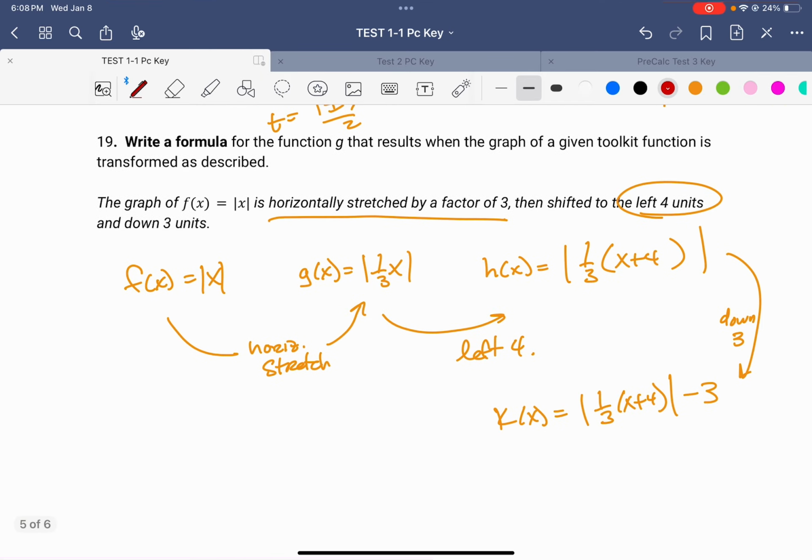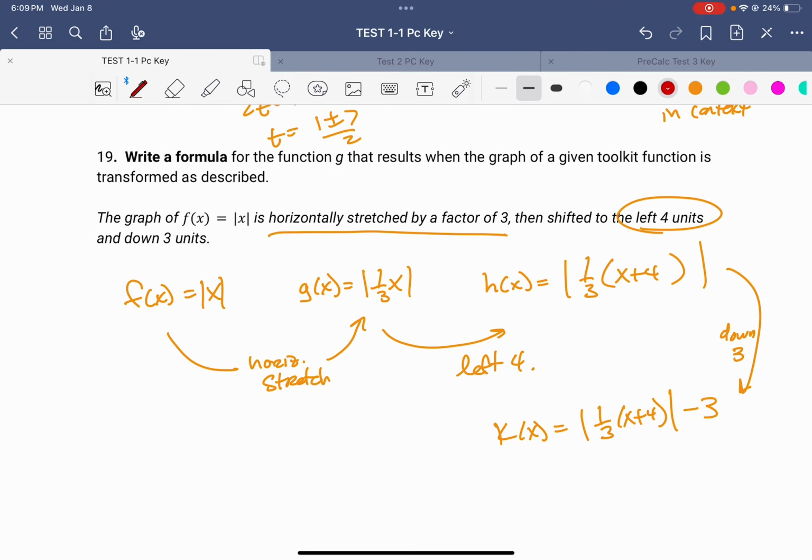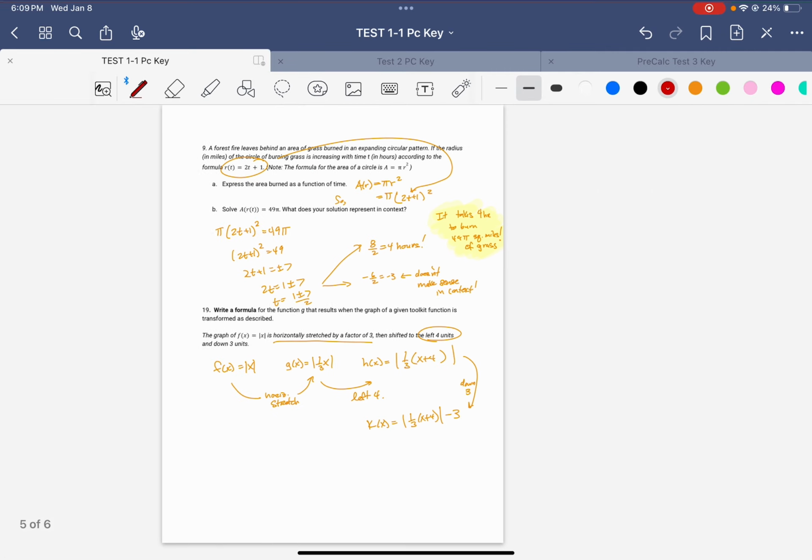Okay. Then we look at 19, and it says, write a formula for this. Notice we need to think about order. So first, they want us to horizontally stretch by a factor of 3. That means we do the opposite on the inside of what we would think. So instead of multiplying by 3, we multiply by 1/3. Then the next thing they want to do is shift left. So that replaces our x with x plus 4. It does the opposite of what we would think, right? And so our function is absolute value of 1/3 x plus 4 in parentheses. Then you take that and you go down 3. So to go down 3, we would take our old function and subtract 3.